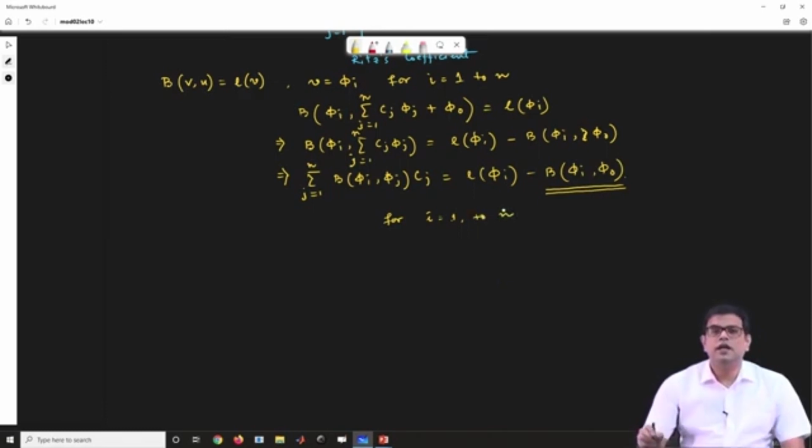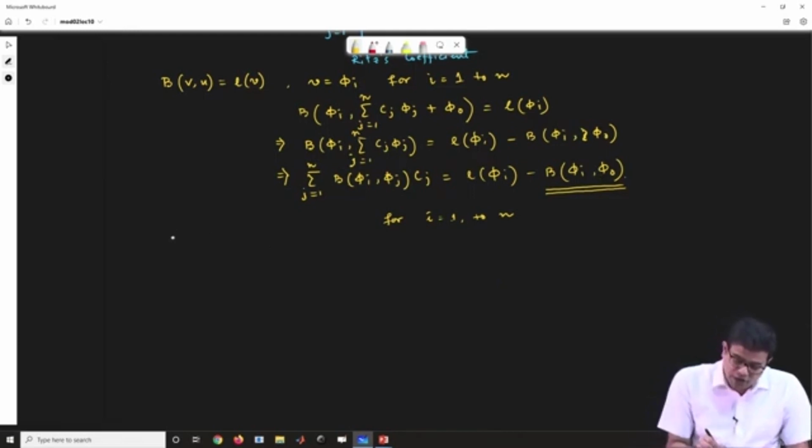This will lead to a linear system of equations, and we can solve this linear system of equations to find out Cj. So once we find out Cj, then we can obviously solve the problem and find out the approximation clearly. Now once we do that, let us also discuss what is the phi 0.